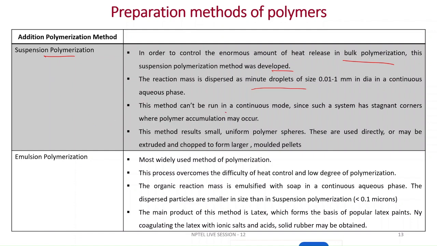But this method cannot be run in a continuous mode since such a system has very stagnant corners where polymer accumulation may occur. So we cannot run it continuously. It has to be a batch process. This method results in small and uniform polymeric spheres. These are used directly or may be extruded or chopped to form large molded pellets.